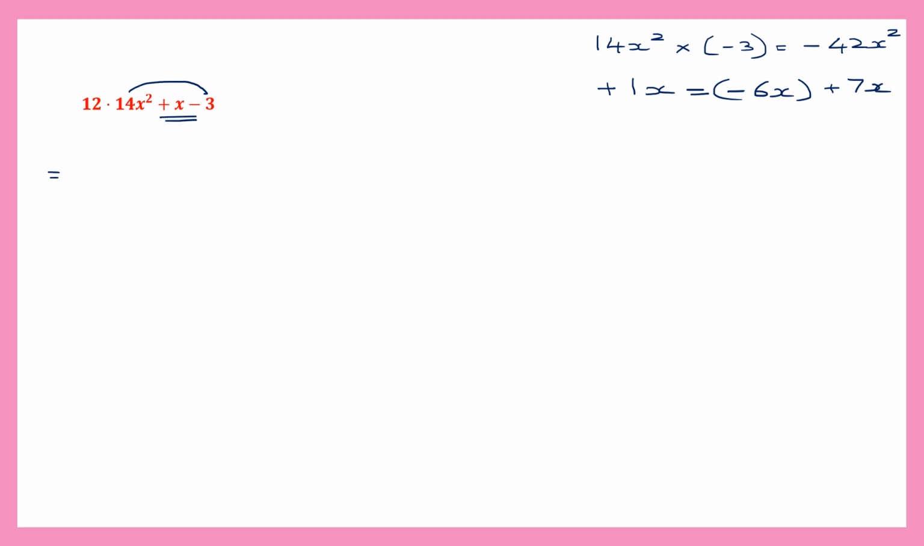So let's write it down here. So here it becomes, the first one remains the same, 14x square. We have split plus x into minus 6x and plus 7x. So let's write that, minus 6x plus 7x. And then we have minus 3. Let's take the first two terms and the last two terms. Now what is common here? Both these numbers 14 and 6 are divisible by 2.